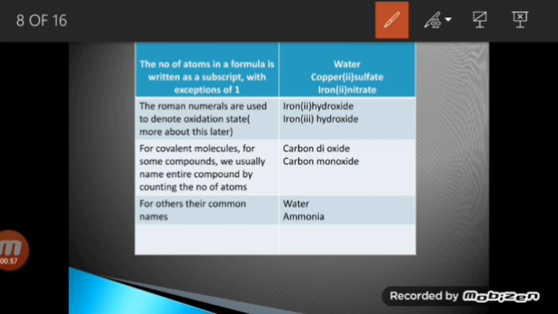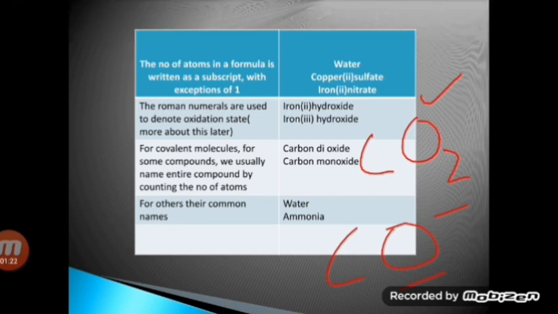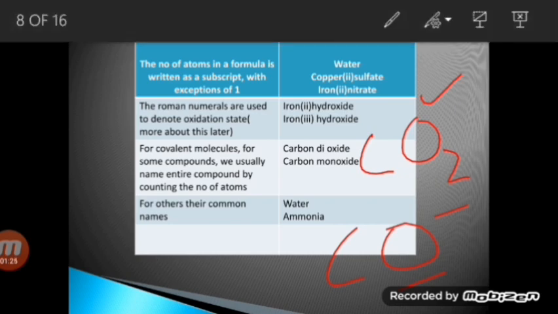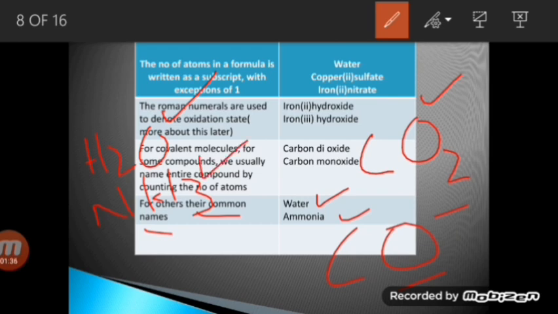Next point is for covalent molecules. For some compounds, we usually name the entire compound by counting the number of different atoms, such as carbon dioxide. See, carbon dioxide, di means 2. 2 oxygens are there. So we are counting the numbers of this non-metal. Carbon monoxide, again, mono means 1. So 1 oxygen is there. Next, there are some compounds which have common names, such as water and ammonia. Ammonia has its specific name, whereas water has its specific name. This is the formula of water, this is the formula of ammonia.